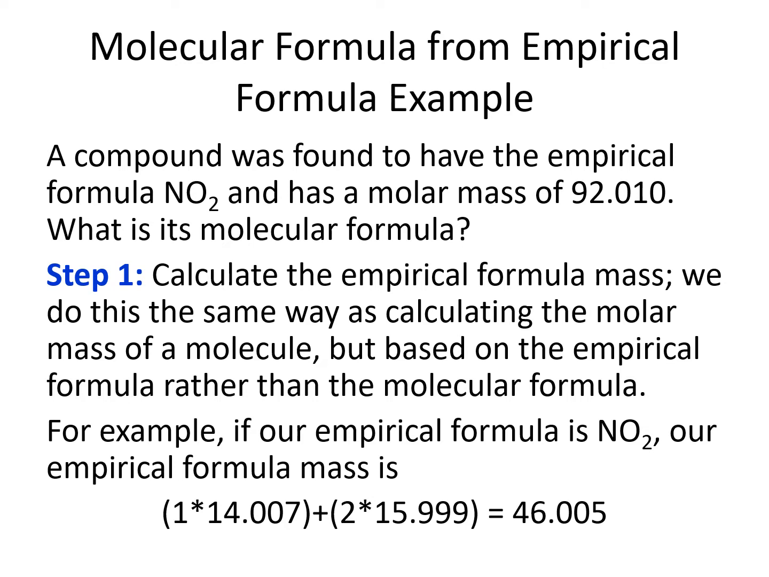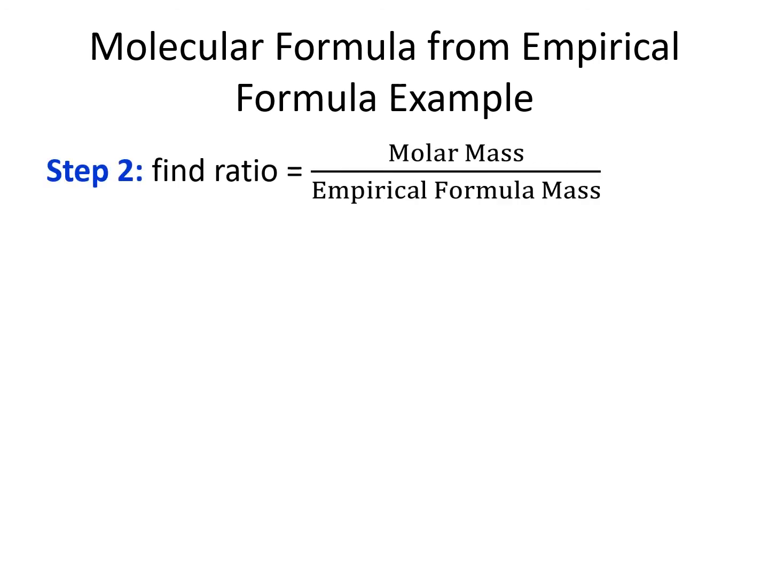When we compare that to the actual molar mass of the compound, we see those two numbers are different. The molar mass is much larger, so our molecule must be larger than NO2. What we need to do in step 2 is find out how much larger than NO2 the molecule is. In other words, how many multiples of NO2 are there in our molecule? To answer that question, we find the ratio between the molar mass and the empirical formula mass. We take our molar mass on the top, that's the larger number, and divide by the empirical formula mass on the bottom, which is our smaller number.